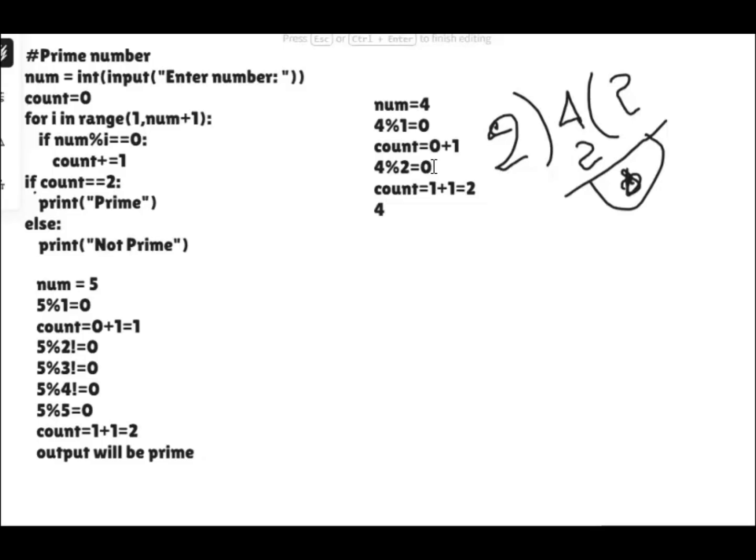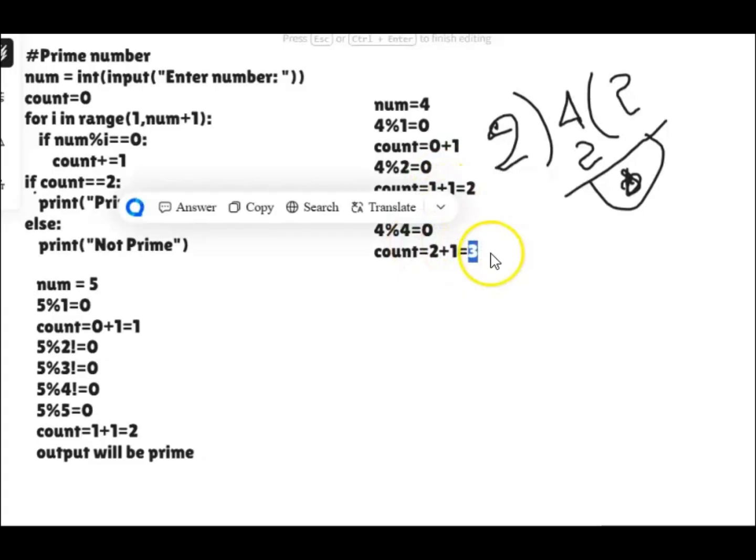Now it checks with 3, which will not give a remainder equal to 0. So now it checks with 4. Now the remainder will be 0 and count becomes 2 plus 1, that is 3. Now the count is 3, and this is the final iteration.